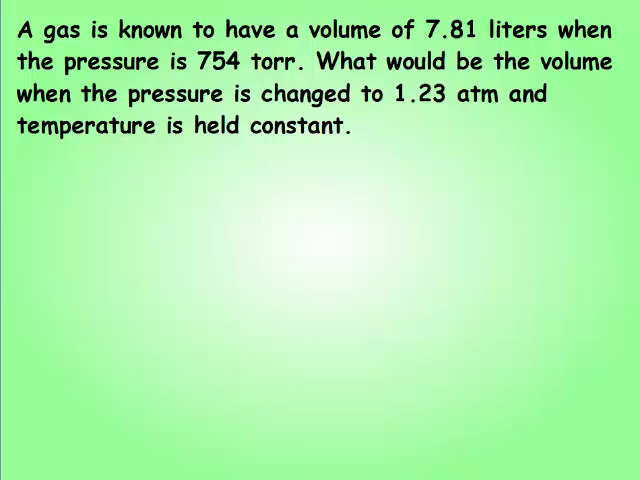The first thing you want to do is label all of your substances or values. So it says we have a gas and it's known to have a volume, so that's going to be V1. That's the first one I came to. When the pressure is known to be 754, notice that volume goes with this pressure, so this must be P1. What would be the volume? So V2 is what I don't know. When the pressure is changed to, so this is P2.